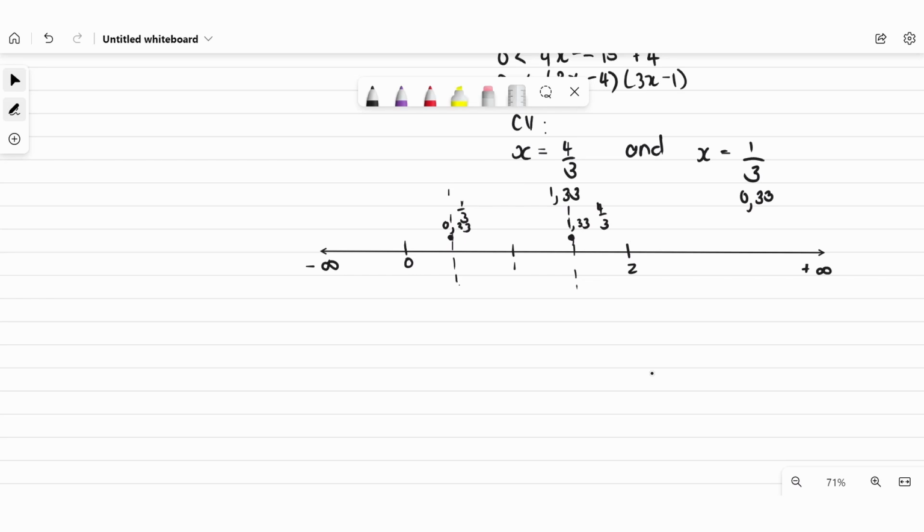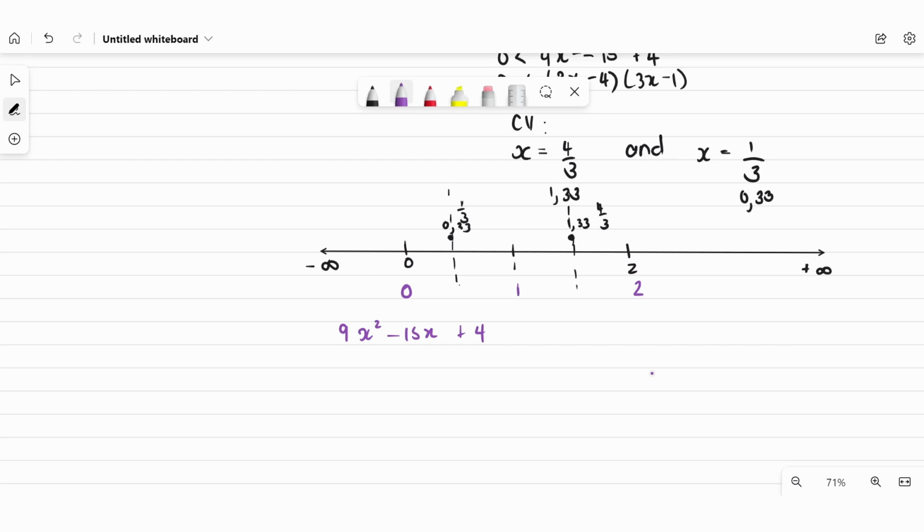So between negative infinity and 1/3, I picked 0. I'm going to write the numbers that I picked. I picked 0 here. Then here, the number that I picked is 1. And here, the number that I picked is 2. Then you're going to take those 3 values and substitute them back into the original formula, which is what? It's 9x squared minus 15x plus 4, right? So you're going to substitute 0, 1, and 2.